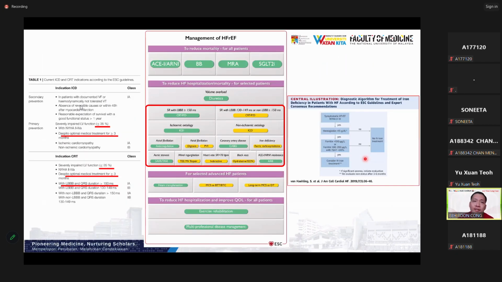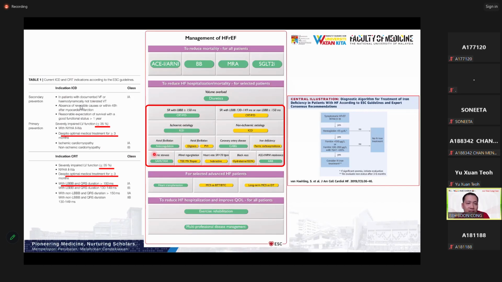In the guideline, after you start all the four pillars, if the patient still has symptoms, then you have to look for other criteria. Whether they have any changes in the ECG, like the LBBB pattern. When they have an LBBB pattern, if the QRS duration is more than 150, they need to be on device therapy. If the patient has an ischemic cause, for example ACS or triple vessel disease contributing to the dilated cardiomyopathy, this group of patients will need an ICD if their EF is less than 35% with NYHA class 2 to 4. This is green color, meaning it is a class 1 indication.